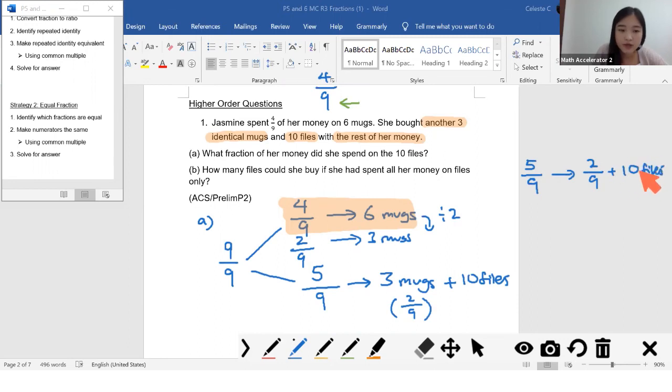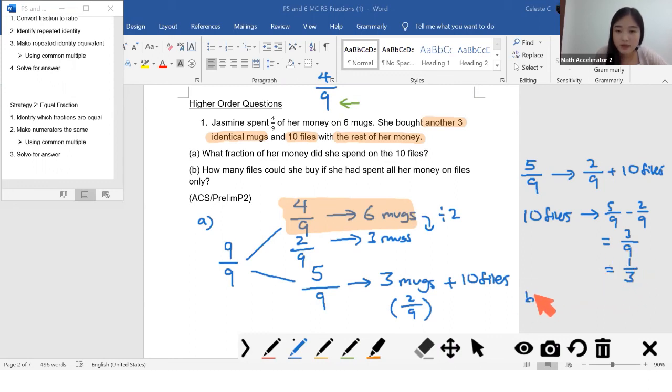So how do I find 10 files? Yes, correct. Okay, you have to take away these 2 out of 9 from your 5 out of 9. So 10 files, right, would be 5 out of 9 minus 2 out of 9. So we're left with 3 out of 9, and you simplify it. So what is it? 1/3. Okay, so this is for part A.